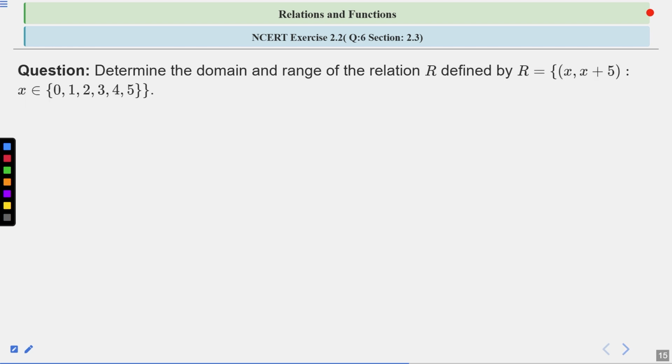Now this question. Determine the domain and range of the relation R described as the collection of all ordered pairs (x, x plus 5) such that x belongs to the set {0, 1, 2, 3, 4, 5}. You'll have some seconds to try this problem. Then afterwards we will move on to the solution slide. So your time starts now.